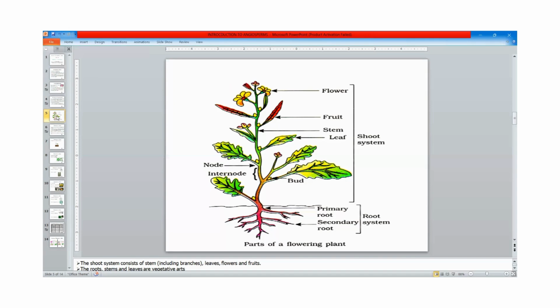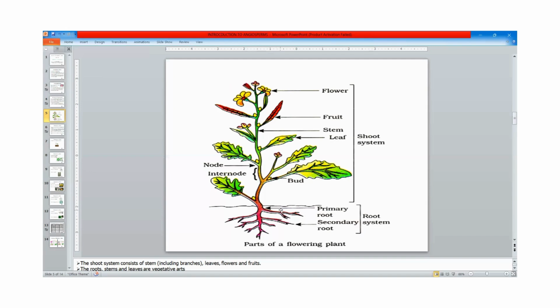Internode is the distance between two nodes. There are two types of bud: the terminal bud and the axillary bud. The terminal bud terminates the plant, while the axillary bud occurs at the axil. Axil is the angle between stem and leaf.